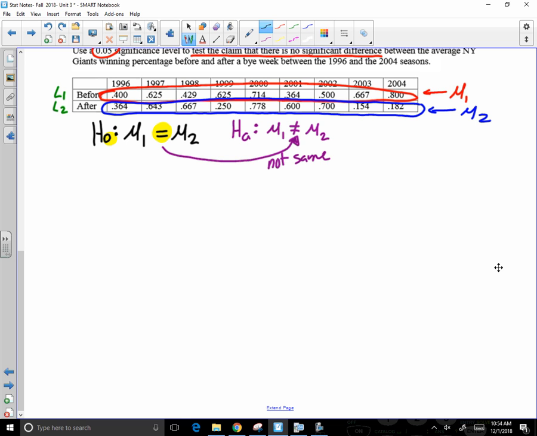I think the first period is going to be out of luck, but the second period I have a chance. So data goes in L1 and L2.